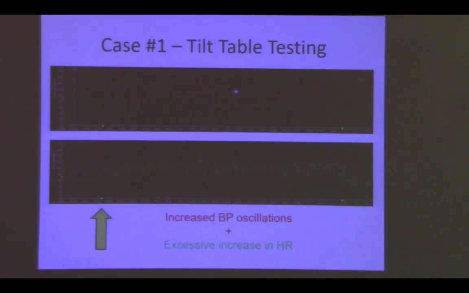You can see how marked that is, that change in the pattern of her blood pressure and her heart rate pattern. And you can see how her heart rate starts to trend up during the entire period she's upright. And then once she's tilted back down, blood pressure sort of stabilizes again and the heart rate comes back down.